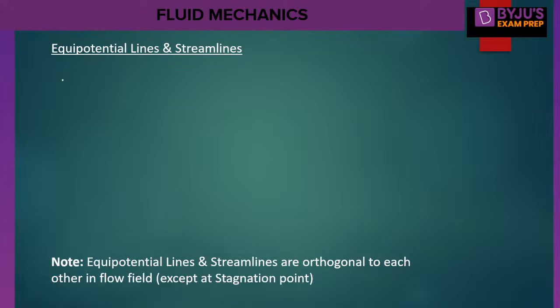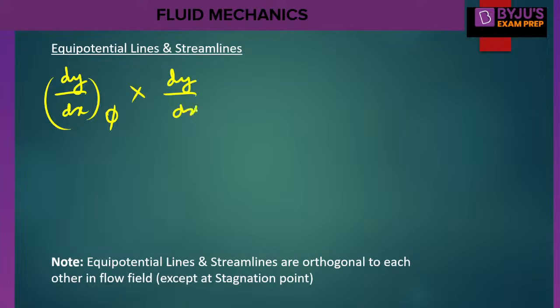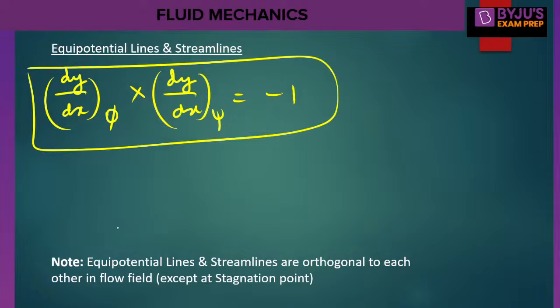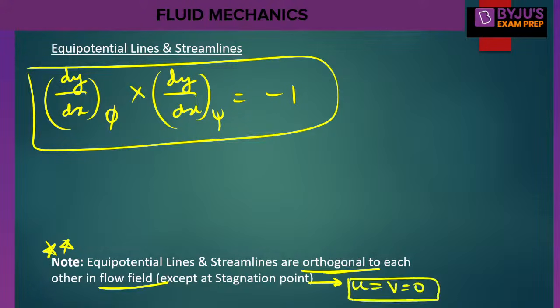And for equipotential lines and streamlines, dy by dx, the slope for an equipotential line, multiplied by dy by dx for a constant stream function line, is equal to -1. Because the product of the slopes is -1, the equipotential lines and the streamlines are always orthogonal to each other in the flow field, except at the stagnation point. What is the stagnation point? The point of zero velocity is called the stagnation point.